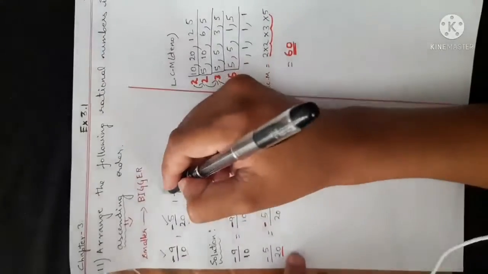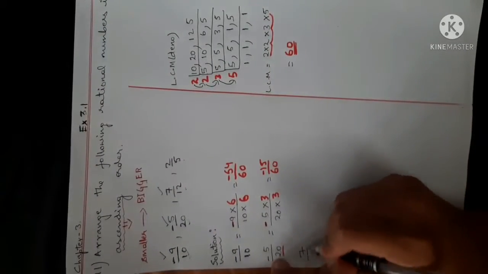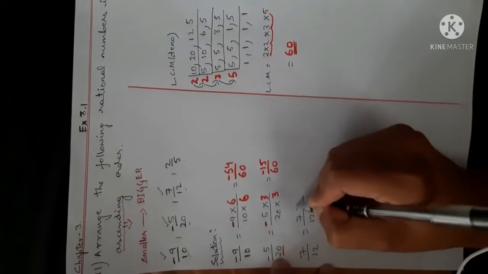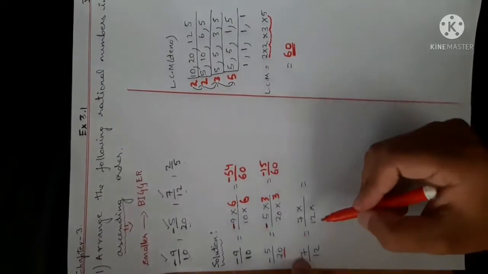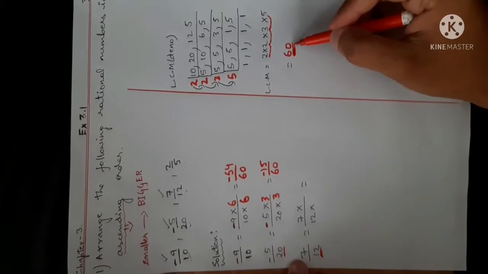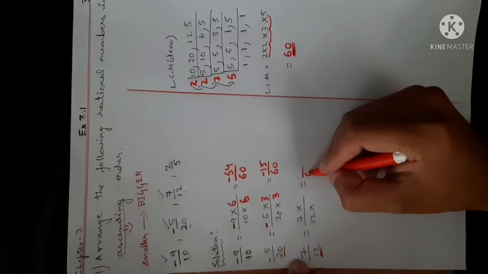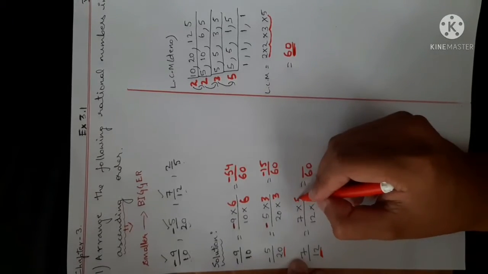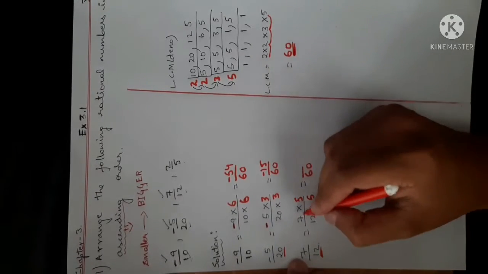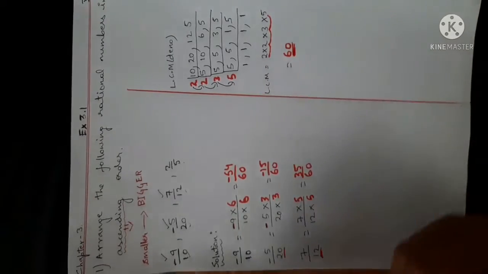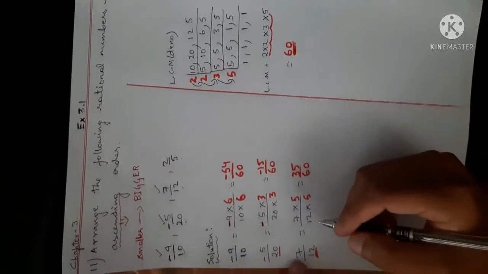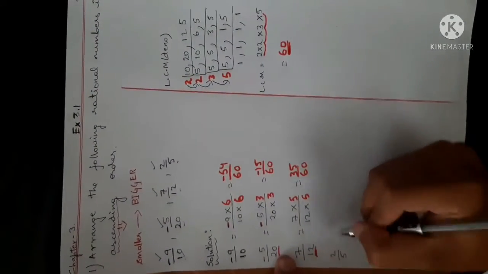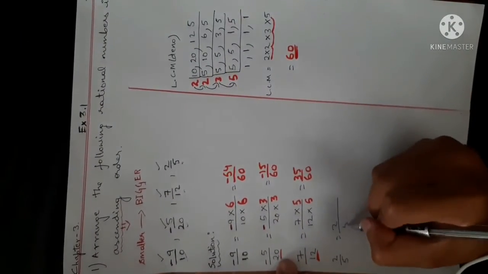Next, rational number 3, 7 by 12. Again, we have to convert this 12 into 60. So 12 into how much equals 60? 12 into 5. And to the numerator also 5. 7 multiply 5 equal 35. Next, 2 by 5. So 2 by 5 equal 2 by 5 multiply.